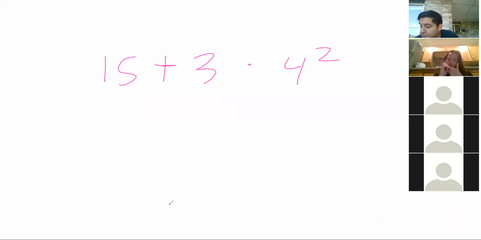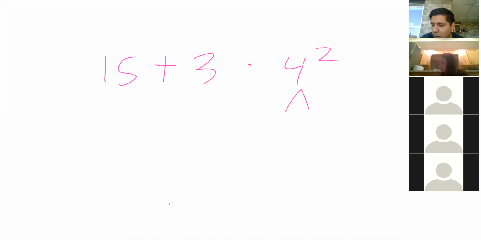So next example, 15 plus 3 times 4 squared. What's the first step here? 4 squared, 4 to the second power. Remember, we have an exponent that goes first, right? So we want to do 4 to the power of 2. It's 16, no? Yes, 16, because it's 4 times 4, itself.